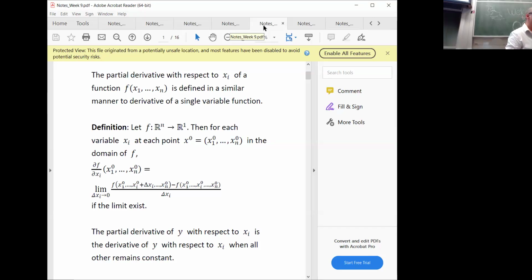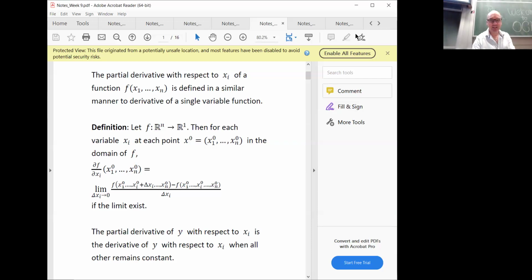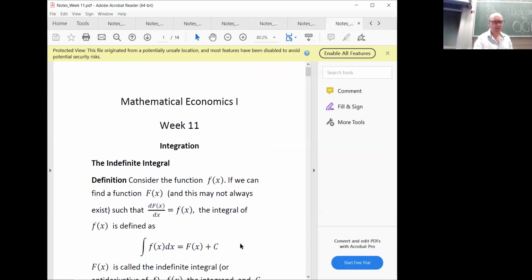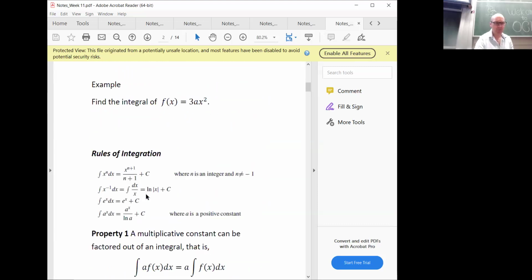All right. Integration, techniques of integration. So you've done integration by parts and integration by substitution? Yeah, integrating by parts. So, indefinite integral, so that's what an integral means, rules of integration.